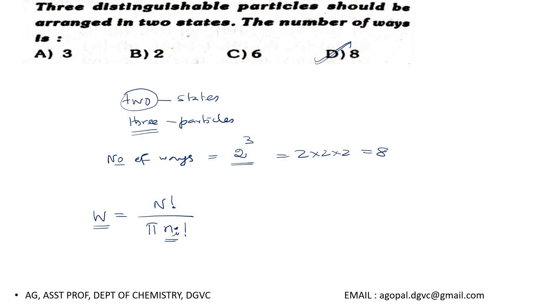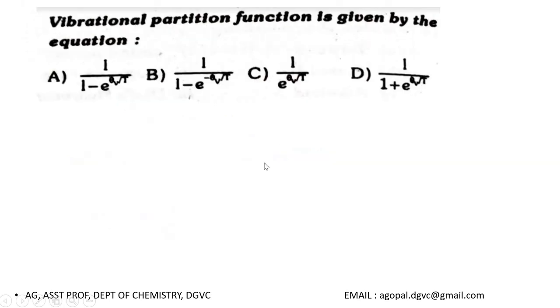If the macro state is not mentioned, then you can use this formula: number of states power number of particles, just place it and you will get the answer. And this formula is applicable only for distinguishable particles.